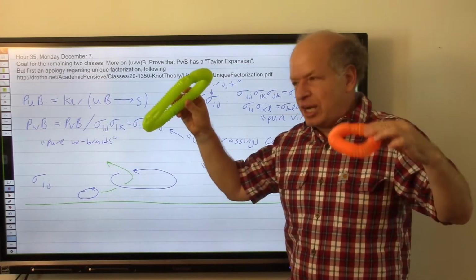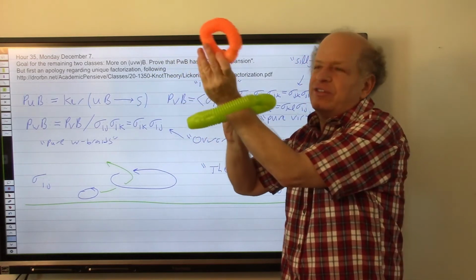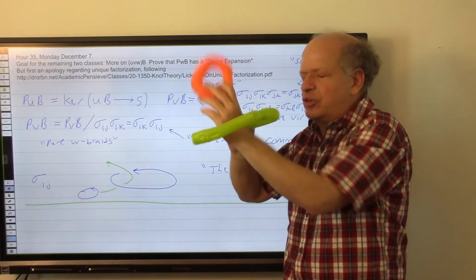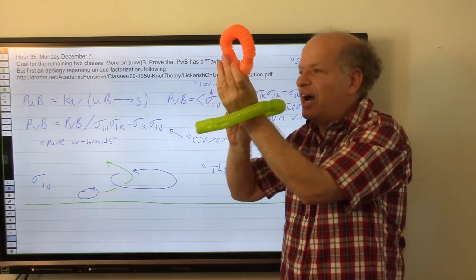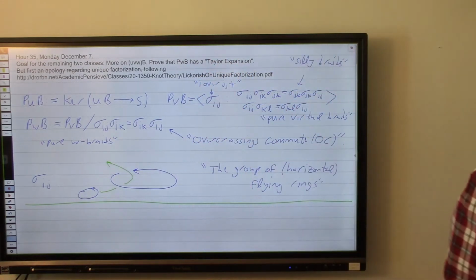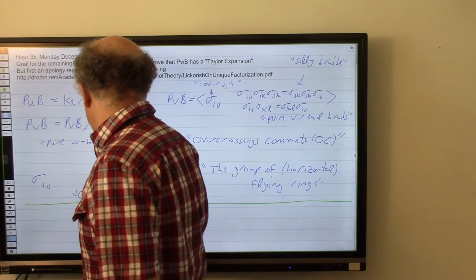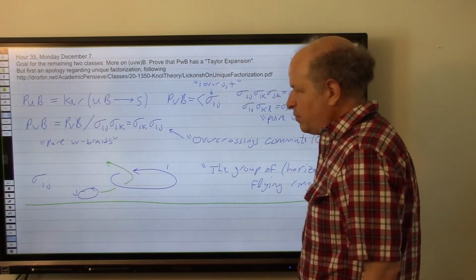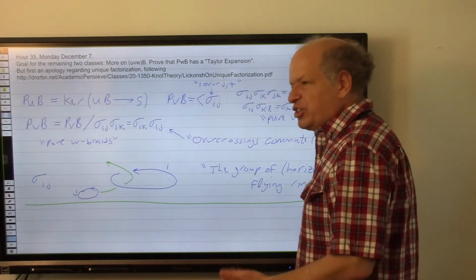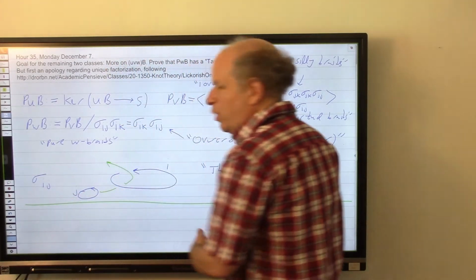But then the generators are when ring j flies through ring I. Okay? And so here is the generator. Ring j flies through ring I, and it's a positive crossing. Sigma ij inverse would be with a negative crossing.